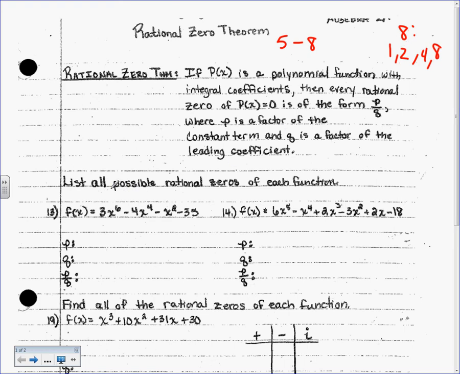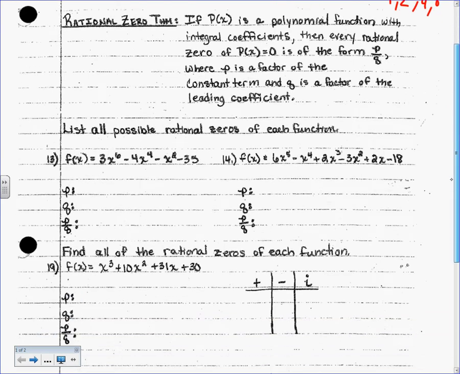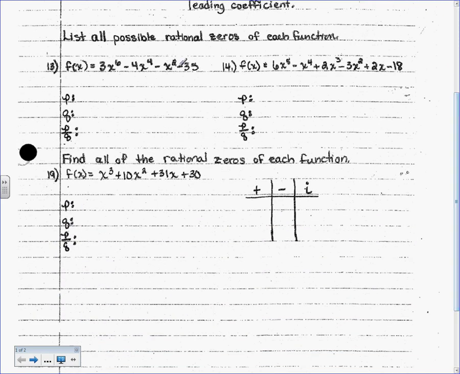So here's where we're going to do the p over q. The p is a factor of the constant, and the q is a factor of the leading coefficient. So let's look at number 13. We're not even solving this. We're just doing the p over q stuff right now. List all possible rational zeros of each function. So these are all possible answers.